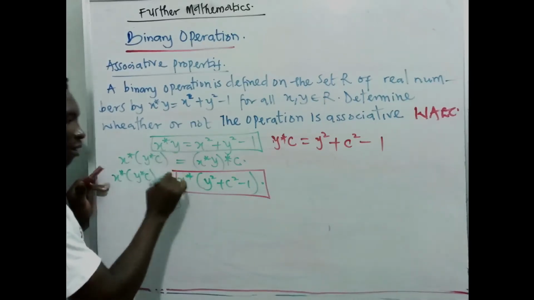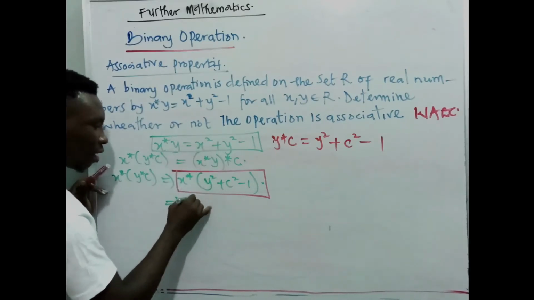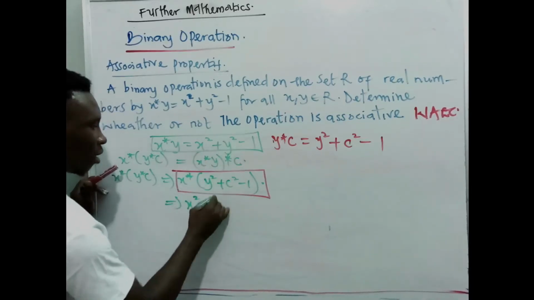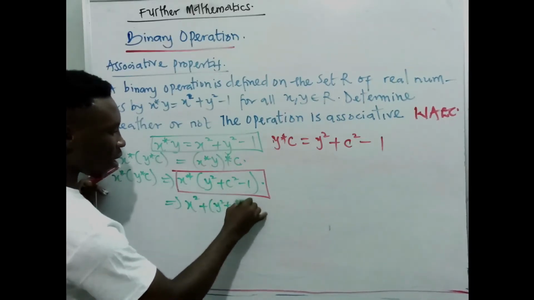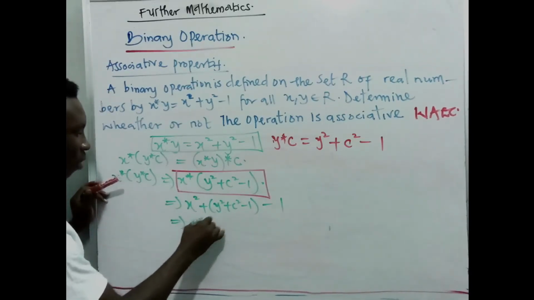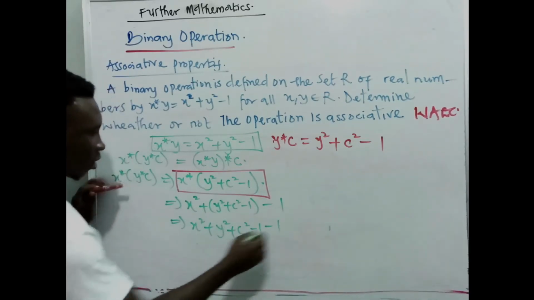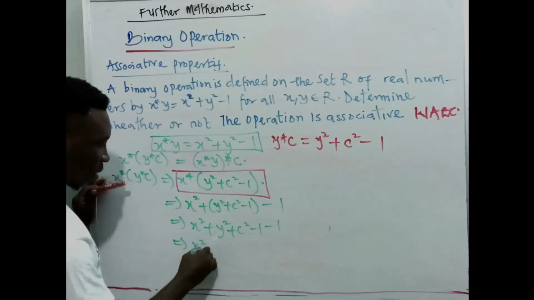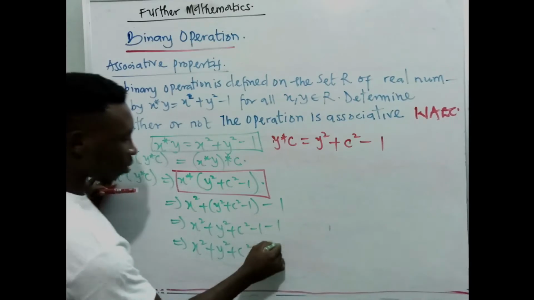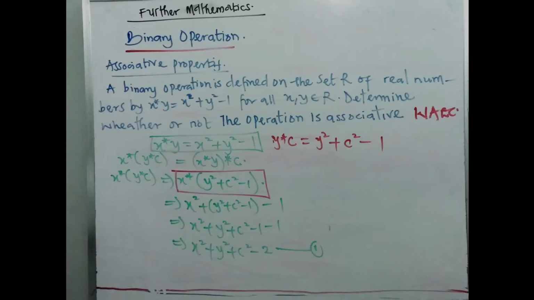So checking if it's associative, this becomes x. Putting this into this, it becomes x squared plus, now this thing here acts as your y, that is y squared plus c squared minus 1, minus 1. So at this junction, this becomes x squared plus y squared plus c squared minus 1 minus 1, and this is now x squared plus y squared plus c squared minus 2. I would like us to note this as equation 1.